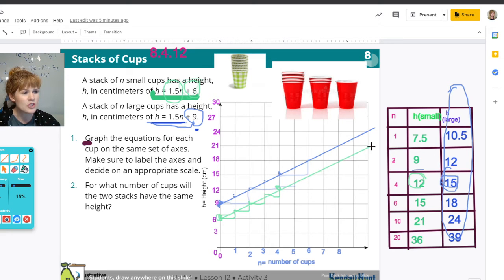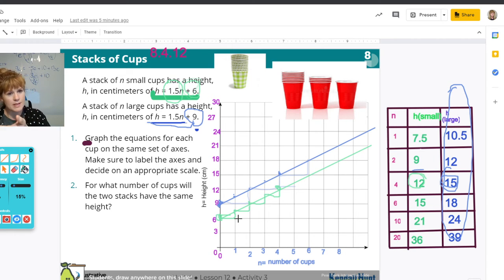And it must show the correct slope. The slope is every 2 cups, there is 3 centimeters in additional height. The height goes up 3 centimeters every 2 cups. Okay, there's my graph. You could have done it in half the time if you just looked at the equations and then plotted out the slope.